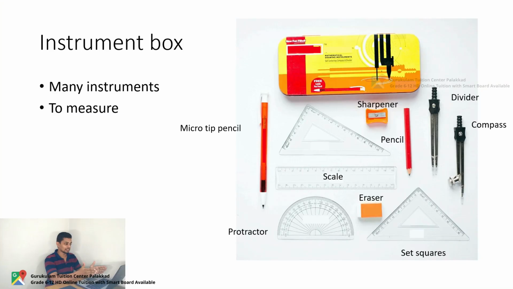Whenever you reach grade 6th or from that grade onwards, you must be aware of this thing. This is known as an instrument box or geometry box. Inside an instrument box or geometry box we'll be having a microtip pencil, divider, compass, eraser, sharpener, pencil, protractor and a pair of set squares. So these are the basic things included in a geometry box. It is very important to use from 6th grade onwards.